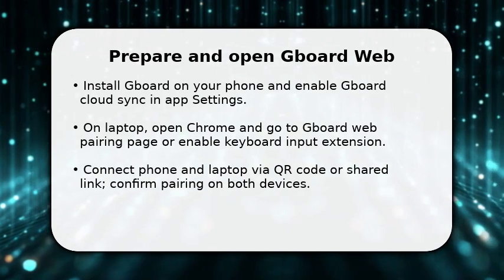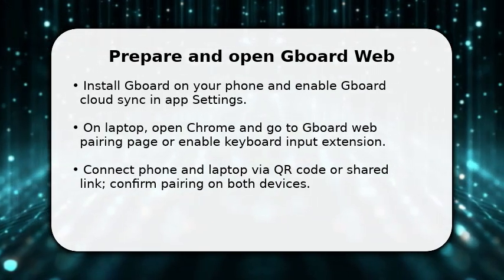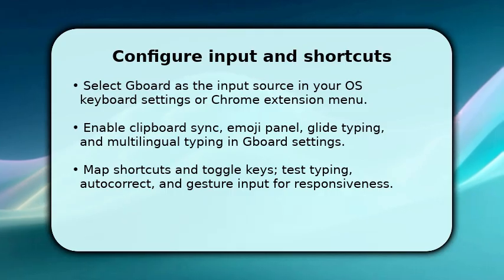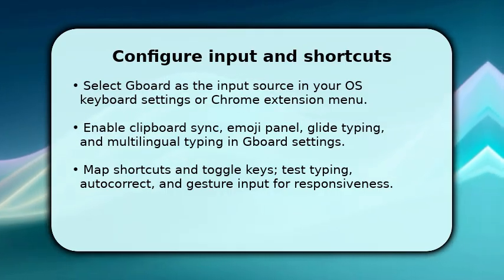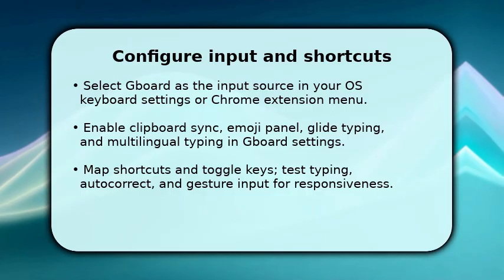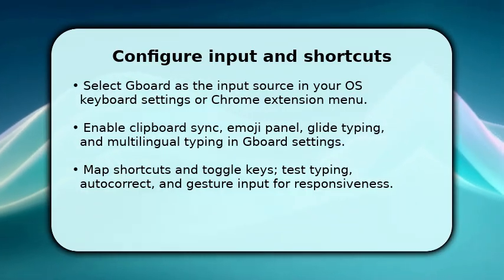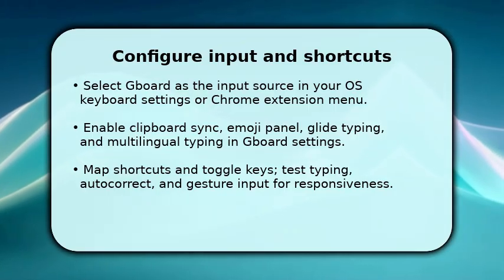Now you configure how Gboard behaves on the laptop. You must set Gboard as the active input source in your operating system or Chrome extension so keystrokes route correctly. Then enable clipboard sync, emoji panel, glide typing, and multilingual options inside the Gboard app. These features make laptop typing faster and consistent with your phone.